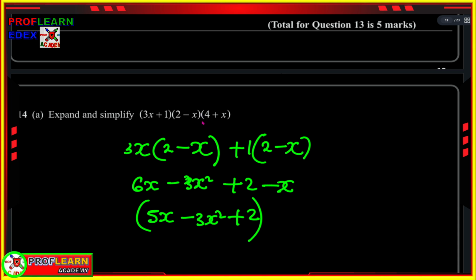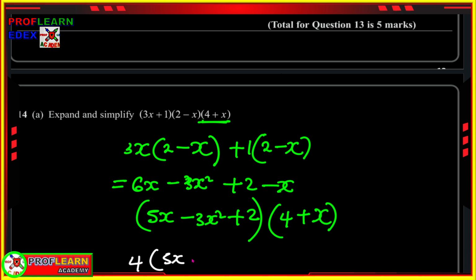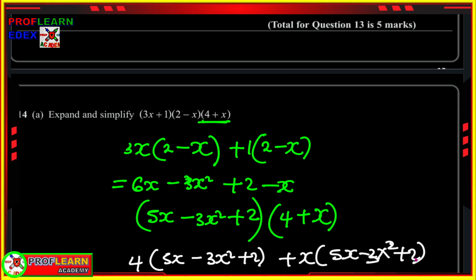And then we shall have now this other part multiplied here. So 4 plus x, and this is going to be 4 into 5x minus 3x squared plus 2, then plus x into 5x minus 2x, sorry, 3x squared plus 2.